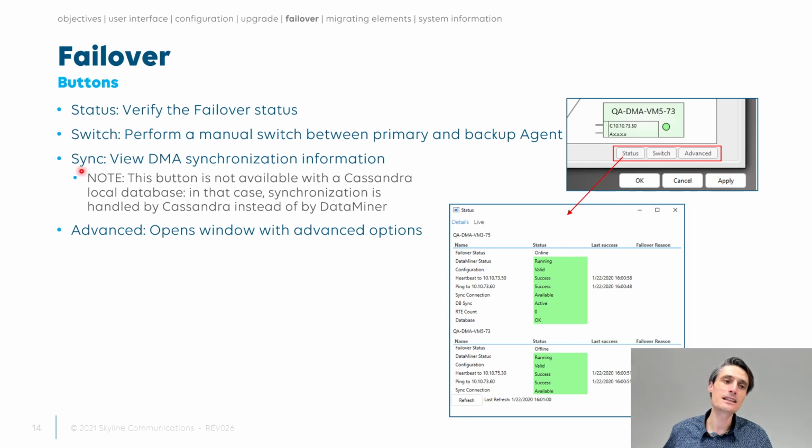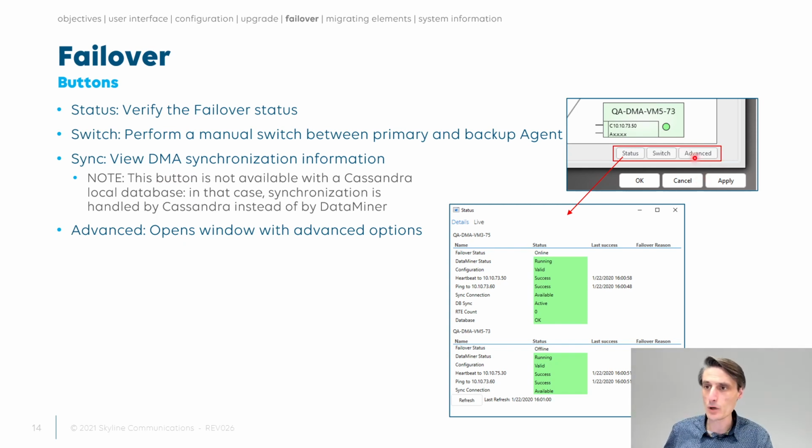There is a possibility that there is another button there, a sync button. It's not in the screenshot because this is not available with a Cassandra setup. So only with other previously used databases like MySQL, you would have that sync button to have some information on the syncing of the database. With Cassandra, it's basically the Cassandra replication, the native Cassandra functionality doing the replication between the two nodes. So it's not DataMiner doing the job, while with MySQL, it was DataMiner doing the job of the database sync.